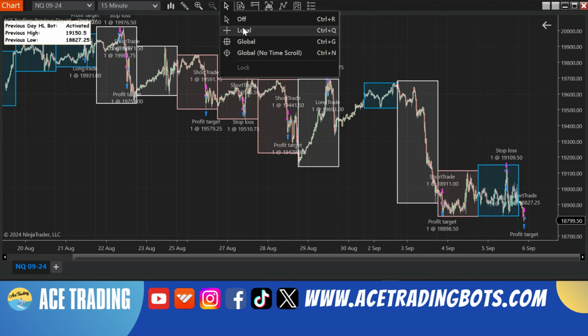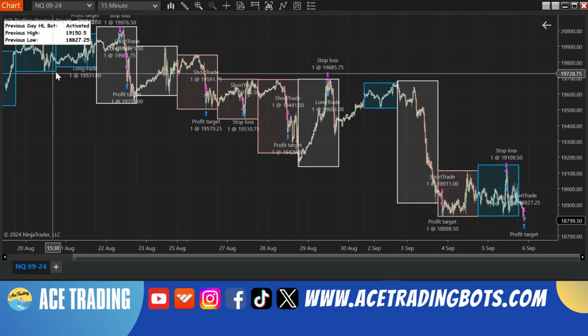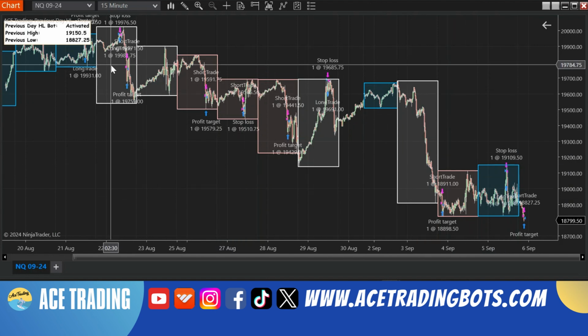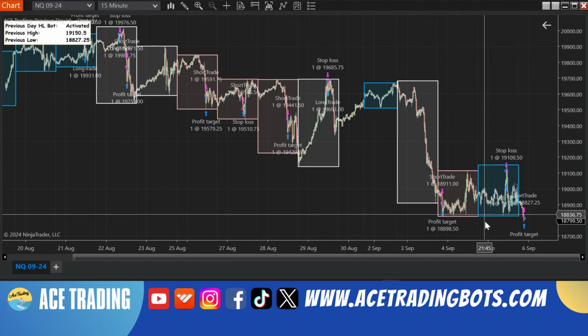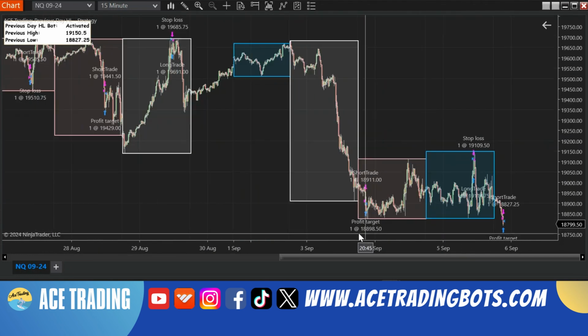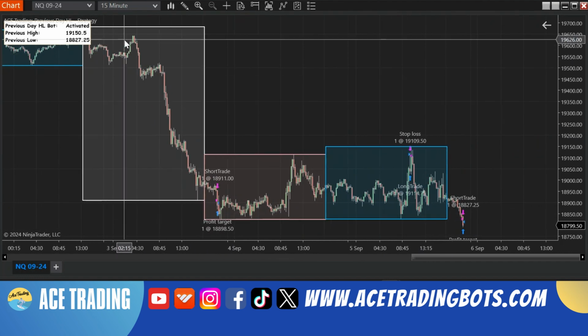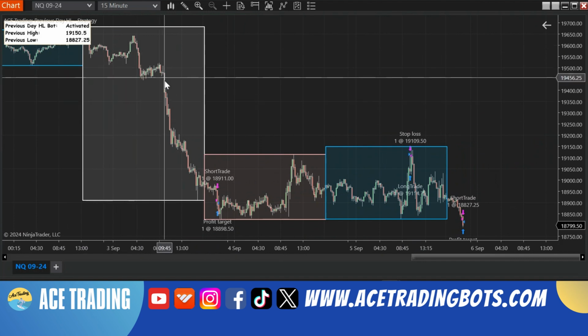So let me just turn on our crosshair. You can see that there's a number of boxes on here. These boxes get drawn on the strategy depending on price action. Okay, so let's zoom in at our last few boxes here. So this day here, it broke low. Okay, so here price comes down and broke low.